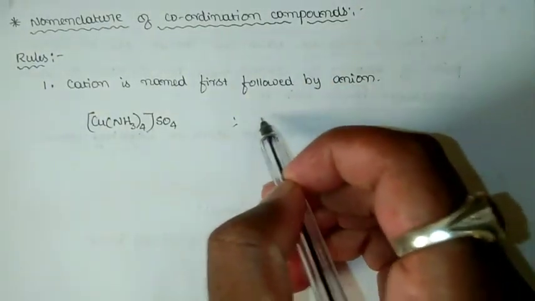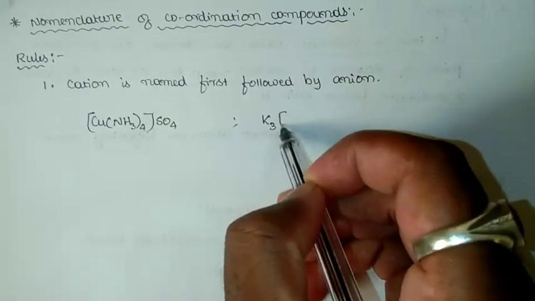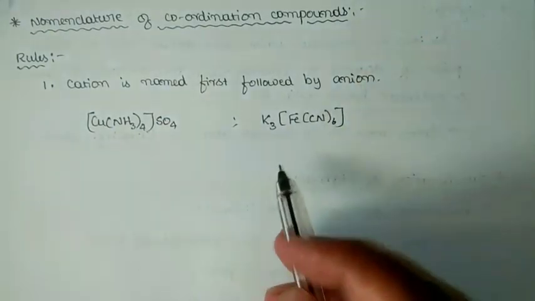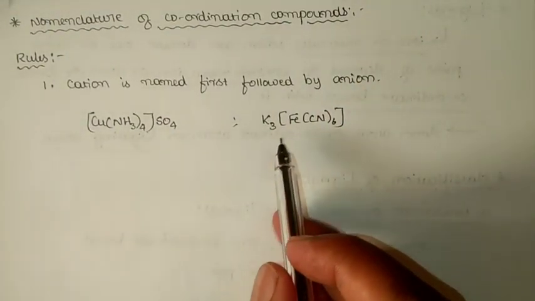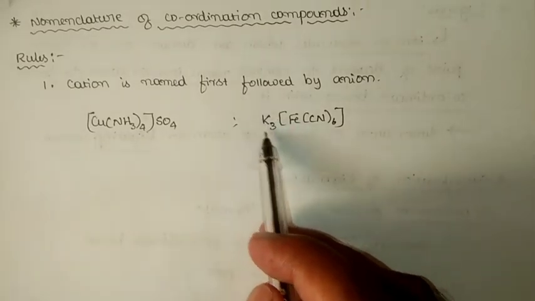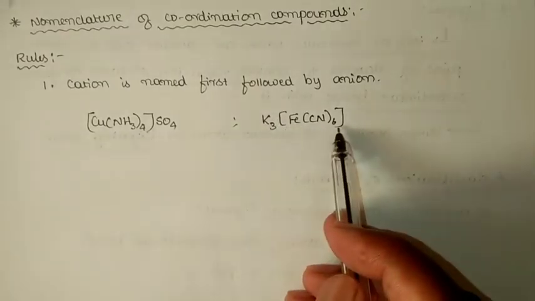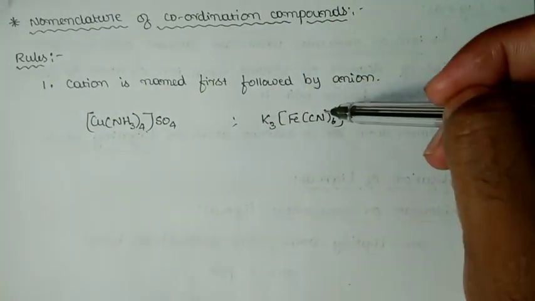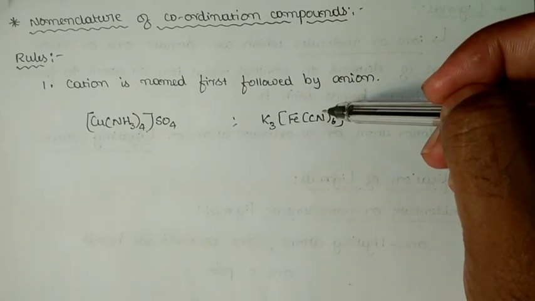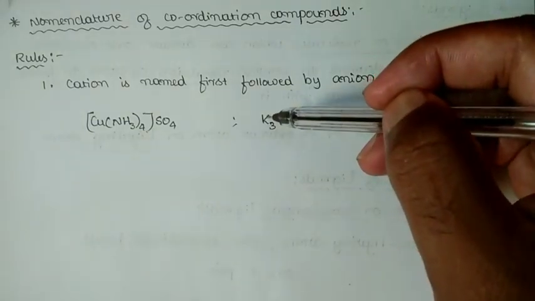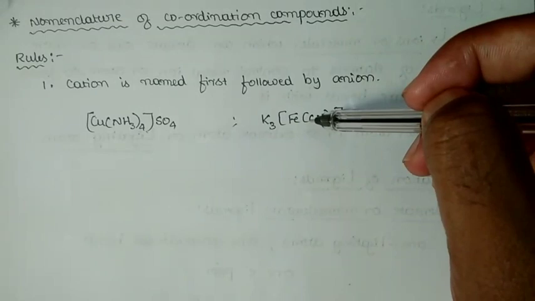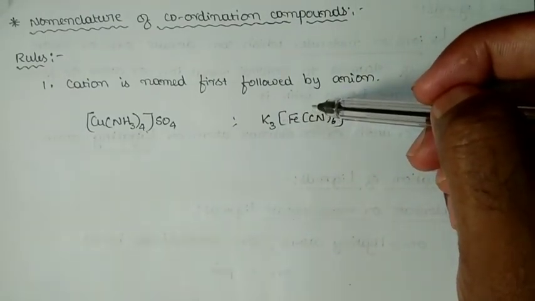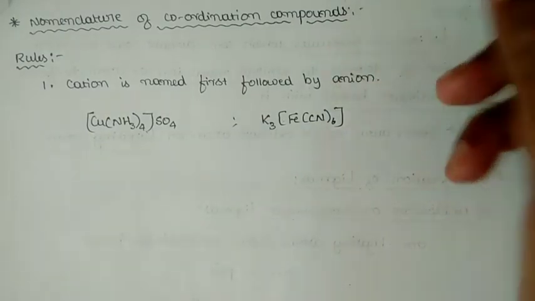But if you come to the case of K3[Fe(CN)6], here we got one more complex salt. Here the ionic sphere is present first, followed by the coordination sphere. That means here the ionic sphere is cation and the coordination sphere is anion. So in this case, the name of the ionic sphere should be given first, followed by the name of the coordination sphere. Okay, that is according to the first rule.